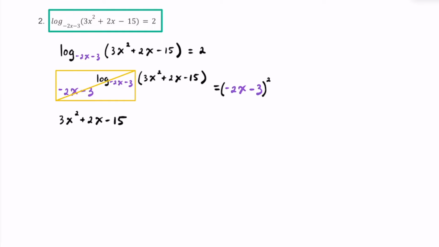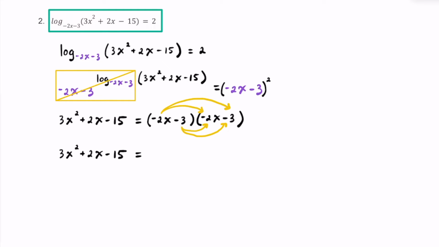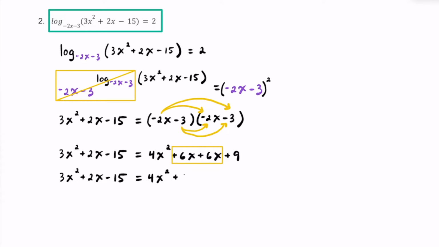And we're going to have this 3x squared plus 2x minus 15 on the left side of the equation. And on the right side of the equation, we have this negative 2x minus 3 raised to the second power. So let's go ahead and just expand that real quick. Then on the right side, if we go ahead and FOIL, we're going to get 4x to the second power. Then we're going to get this plus 6x and then plus another 6x. And then we have a plus 9. Combining like terms on the right side of the equation, we're going to get 4x squared plus 12x plus 9.